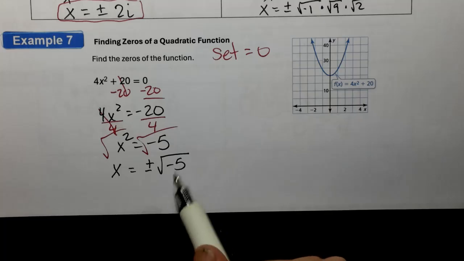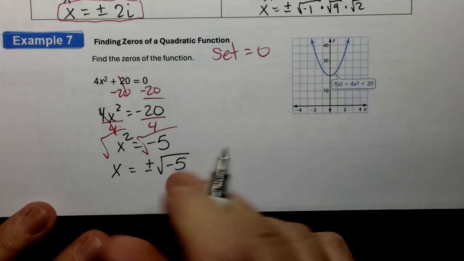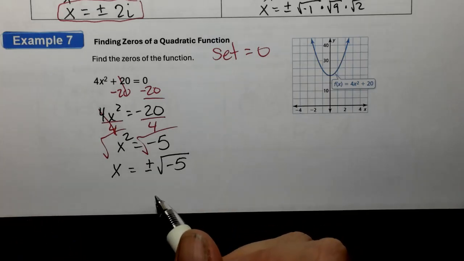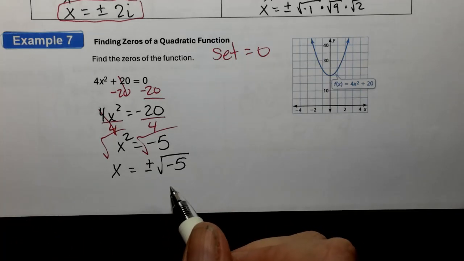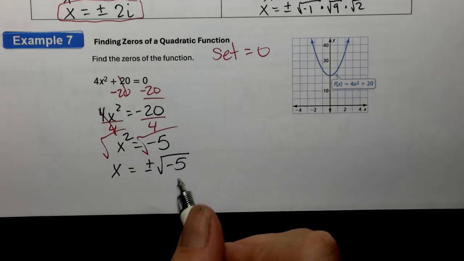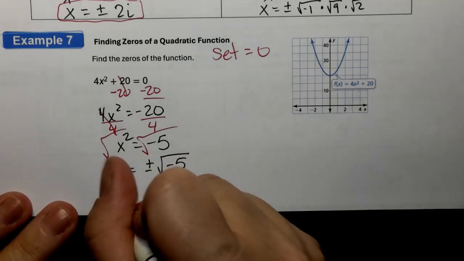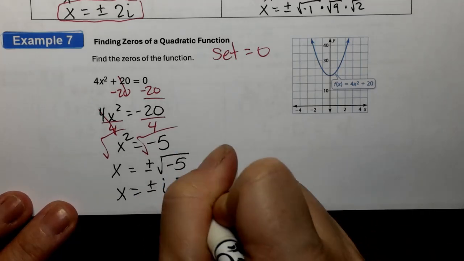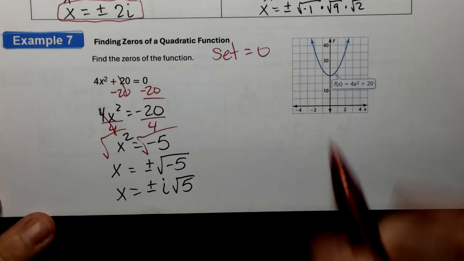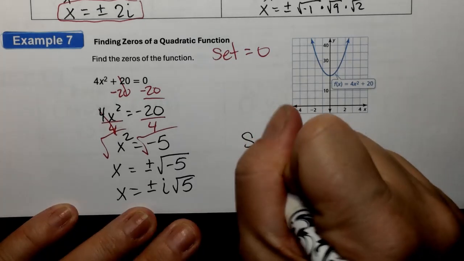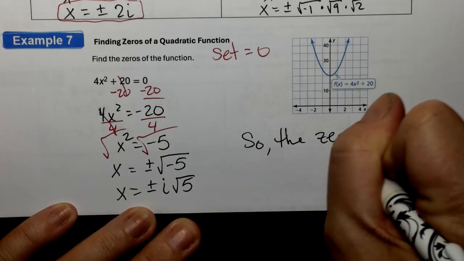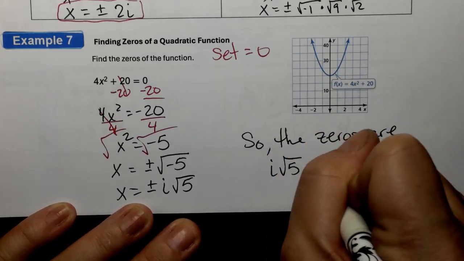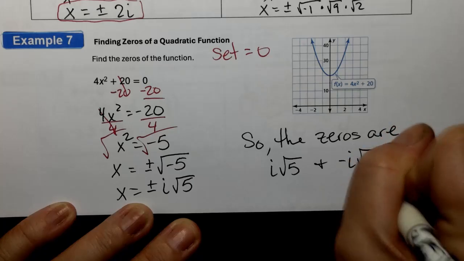Now there are no positive factors. Oh, okay, lady. 5 is a prime number. That means the only factors are 5 and itself. I don't know why I'm struggling. So we're going to rewrite this with the i on the outside and the 5 on the inside. So our zeros are i square root of 5 and negative i square root of 5.